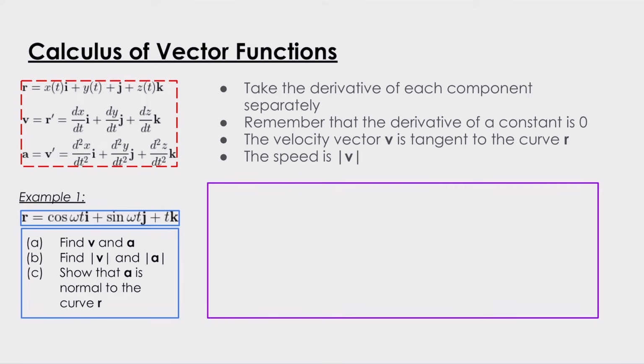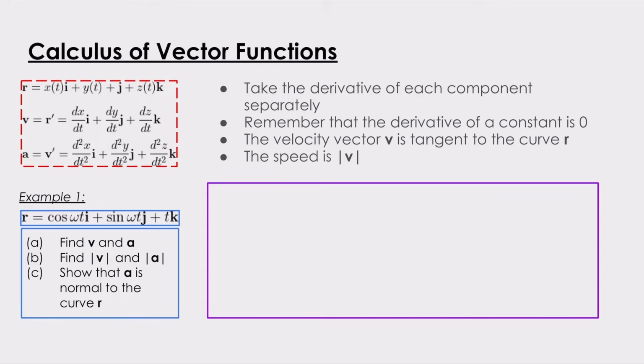So the position vector can be written as x of t i plus y of t j plus z of t k. And the velocity vector is defined as the first derivative of the position vector. So you just take the derivative of each component separately, as you can see in the red box. And the acceleration is the derivative of the velocity vector, or the second derivative of the position vector, once again taking the derivative of each component separately.